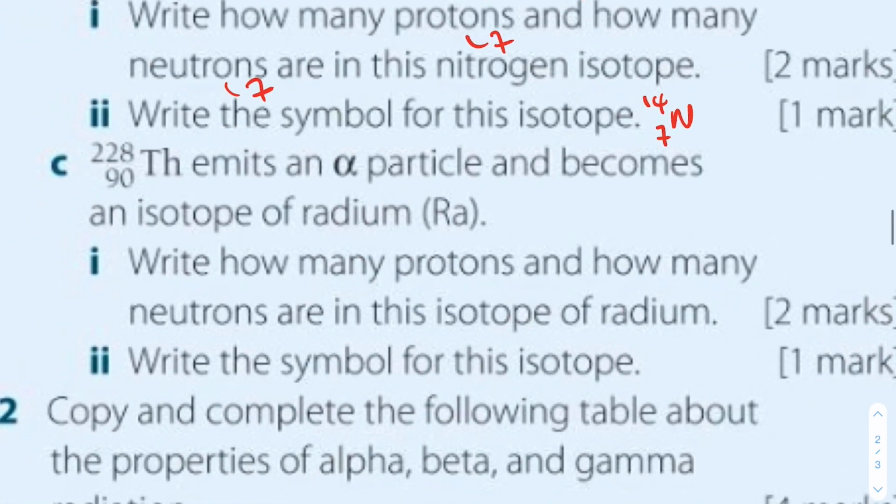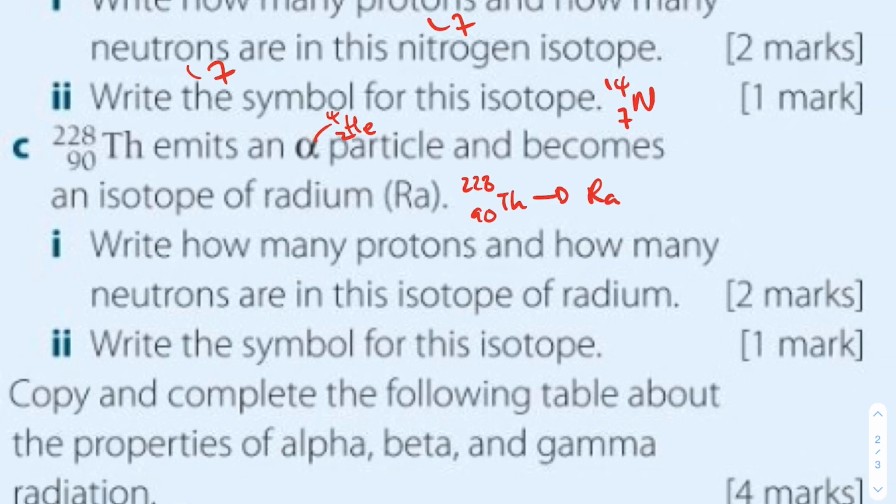So part C says thorium 228 emits an alpha particle. Remember, an alpha particle is a helium nucleus, and becomes an isotope of radium. So let's write out this equation. Let's just go straight for it. It makes the questions easier. Radium, we don't know the atomic number or the mass number yet, but we can work that out. And alpha, 4 2. How many protons and how many neutrons are in this isotope of radium?